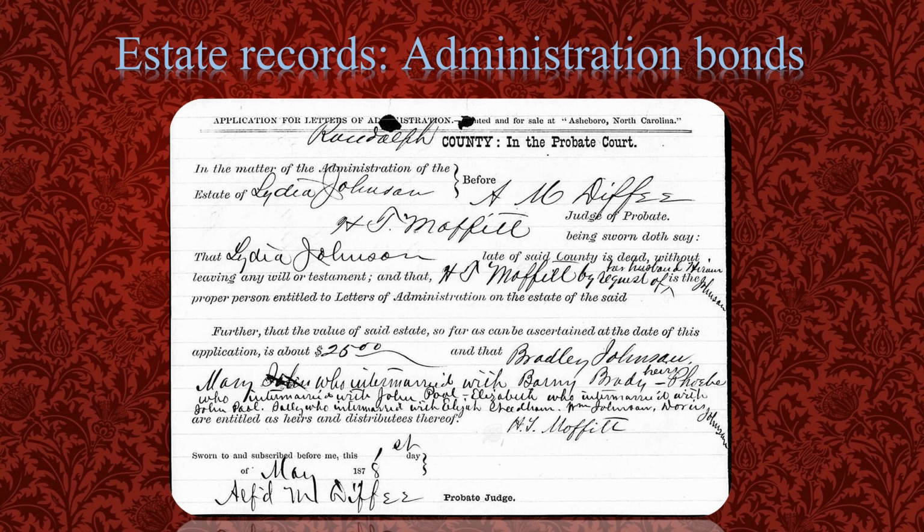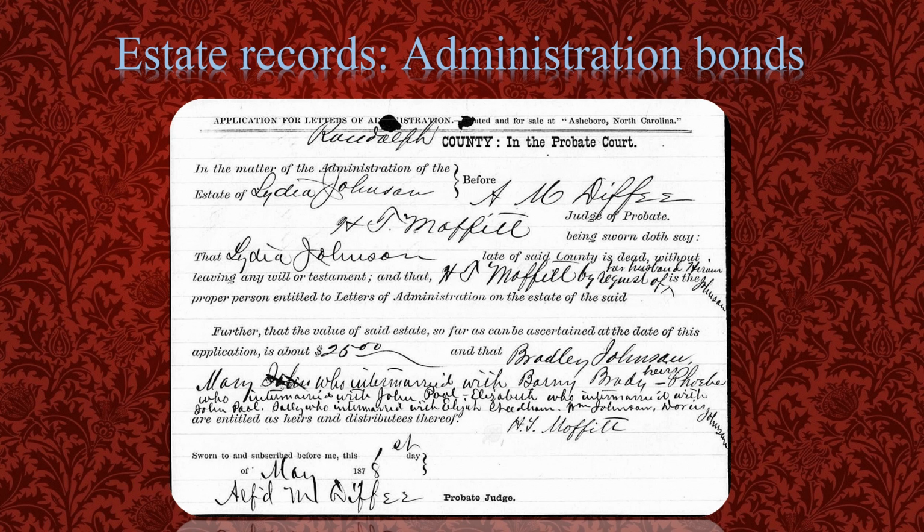First, we start off with the administration bond. Soon after the death of the intestate person, an application for the right to administer on that estate must be filed. Beginning in the late 19th century, there was often an actual pre-printed form called an application for letters of administration. It will include the name of the person applying to become an administrator, the name of the deceased person, the fact that they had died intestate since the last term of court, usually within the last 3 months, the estimated value of the property, and the names of the heirs.